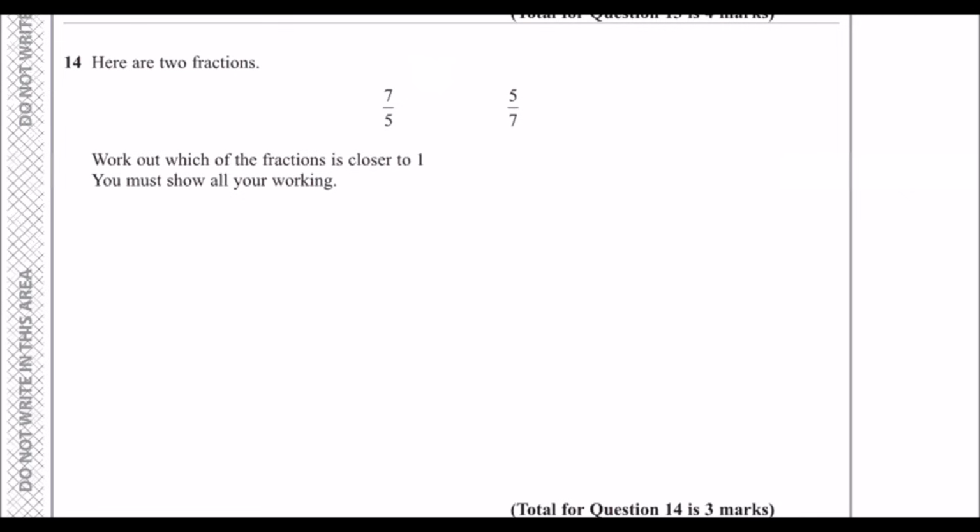Question 14. Here are 2 fractions. Work out which of the fractions is closer to 1. You must show all your working. So we need to work out which one's closer to 1. To compare 2 fractions, we need to make the denominators the same. So this one's got a 5, this one's got a 7.